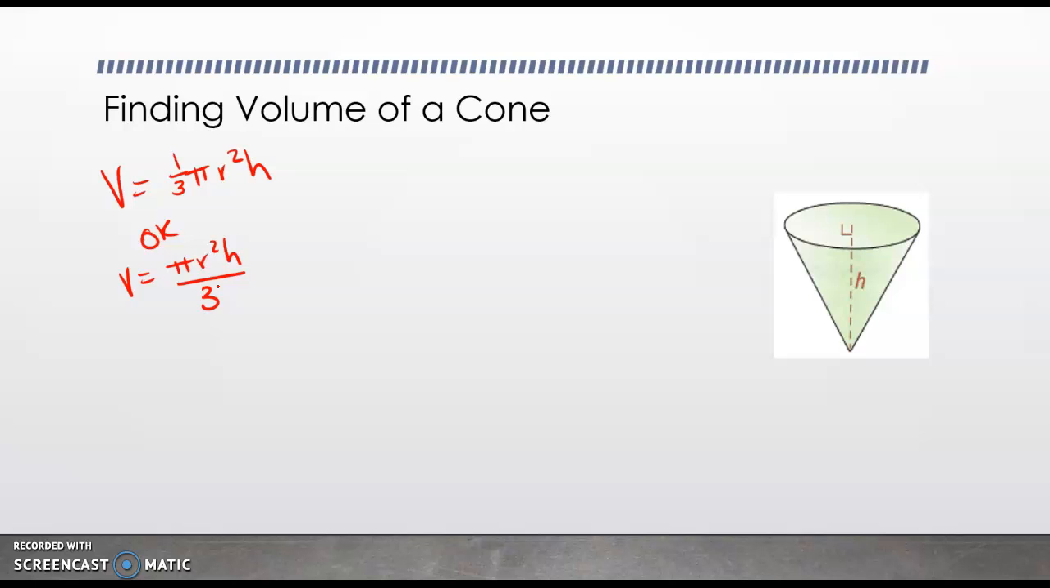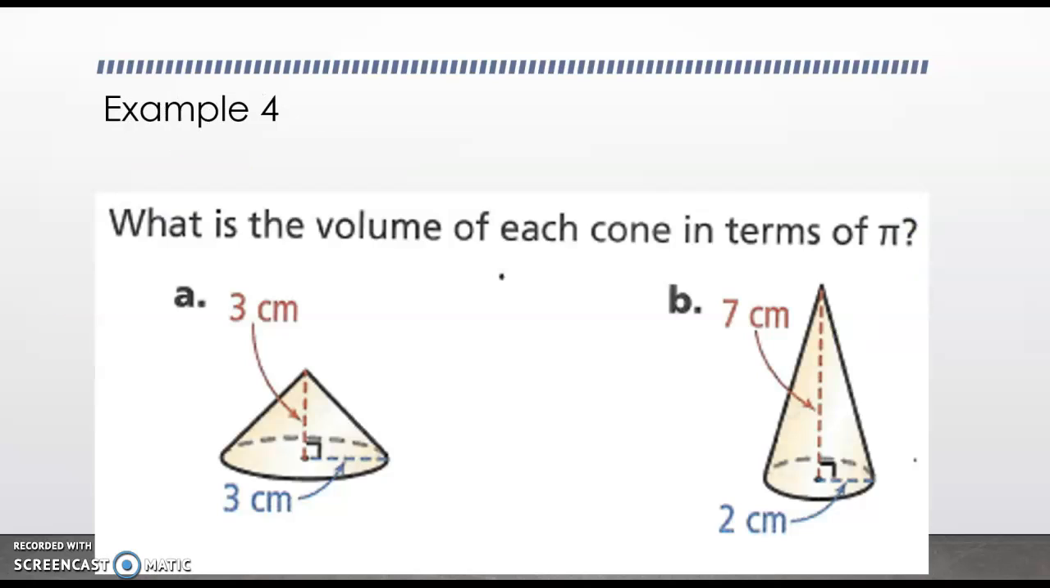I tend to use the second one right here. I do pi times r squared h and then divide by 3 in the end. So, let's practice it. What is the volume of each of these cones in terms of pi? So we're leaving this in terms of pi.